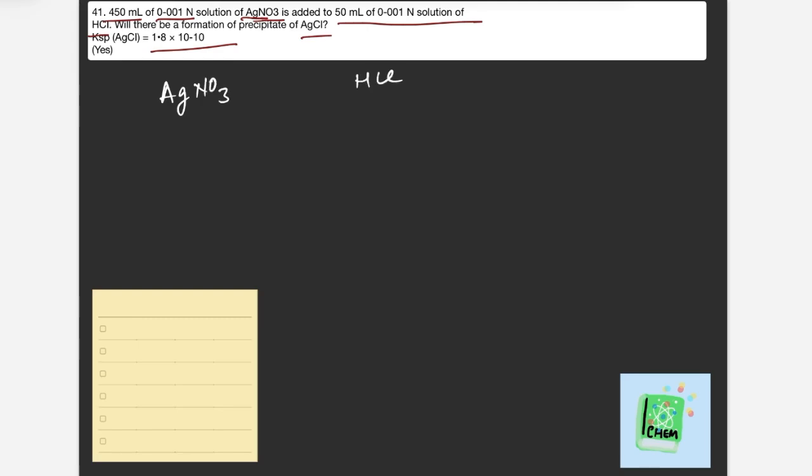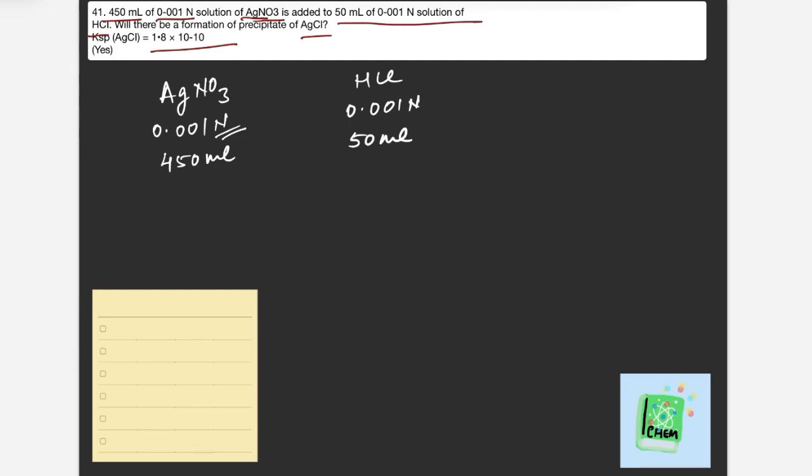Now the AgNO3 solution's normality is given as 0.001 N and volume is 450 milliliter. The HCl solution's normality is given as 0.001 N and volume is 50 milliliter. First of all, when you are finding the ionic product, the concentrations have to be taken in moles per liter. But here the normality of AgNO3 is given. So first of all, convert this normality into molarity.